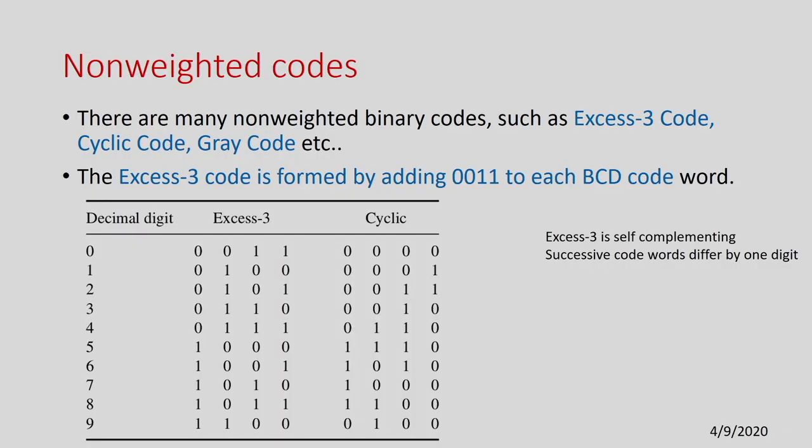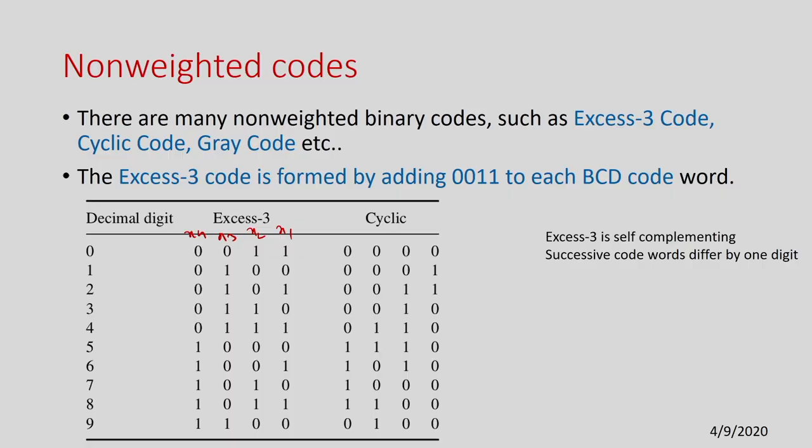In the non-weighted codes, as I mentioned, there is no weight associated. You have the values x1, x2, x3, x4, but it is not that if you multiply each digit with its weight, you will end up getting the decimal number. So, there is no weight here. But these codes have evolved with specific properties. Let us see what properties these non-weighted codes satisfy.